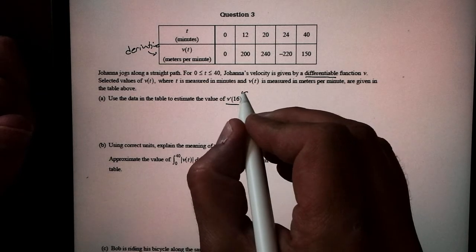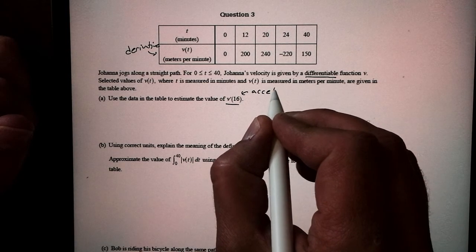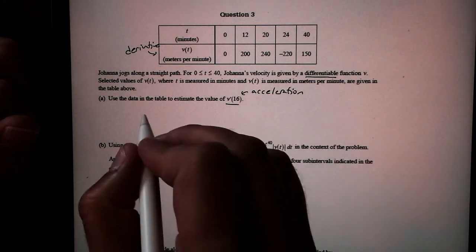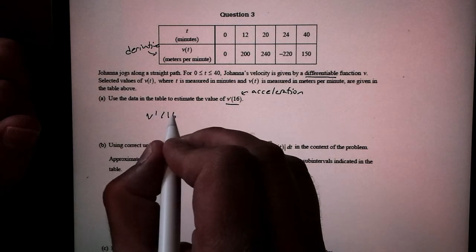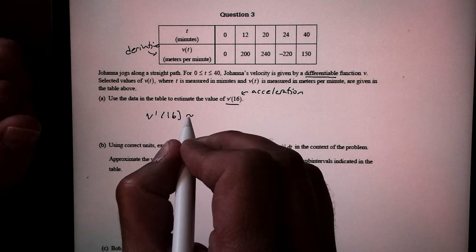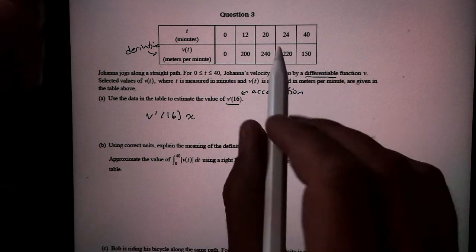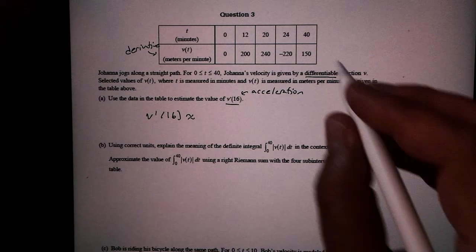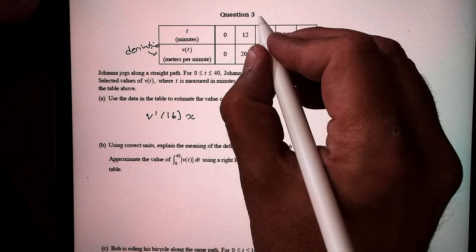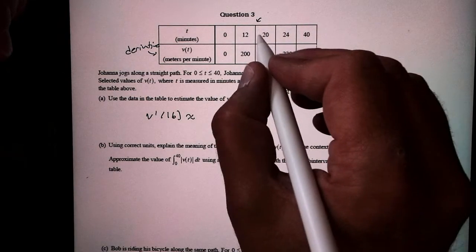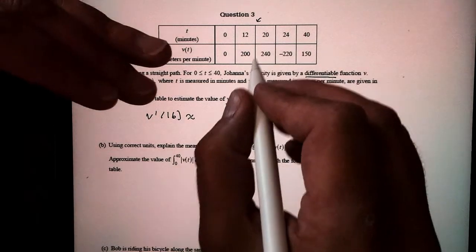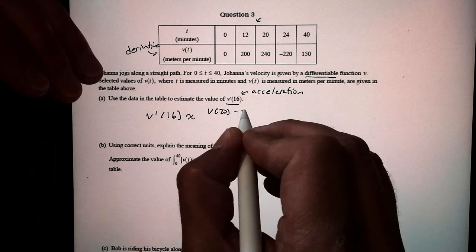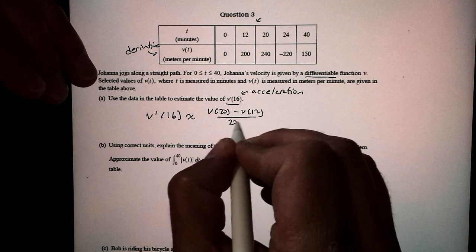So they're looking for an estimation of acceleration at 16. To get the acceleration, v prime of 16, now it is an estimate, so we're going to go approximately. And we're going to use the average rate of change. Because this is not a function, I can only use AROC, not IROC, not the instantaneous rate of change. Now, 16 occurs somewhere between 12 and 20 minutes. So when I set this up, I am going to be looking at the change in velocity: the velocity of 20 minus the velocity of 12 over 20 minus 12.